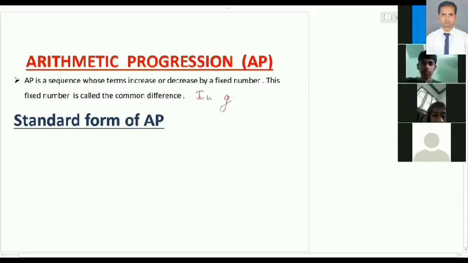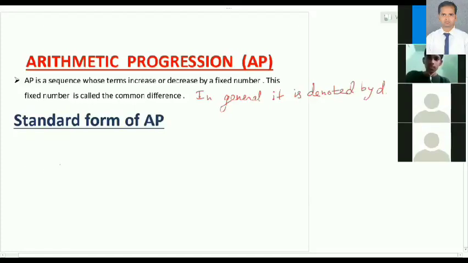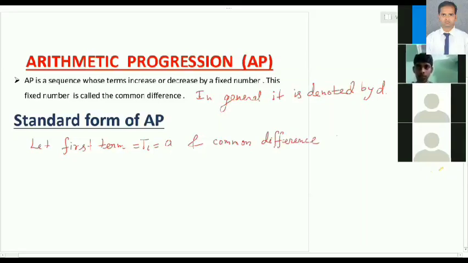In general, it is denoted by small d. Now we'll write the standard form of it. Let's say the first term t1 is equal to a, and the common difference is d.